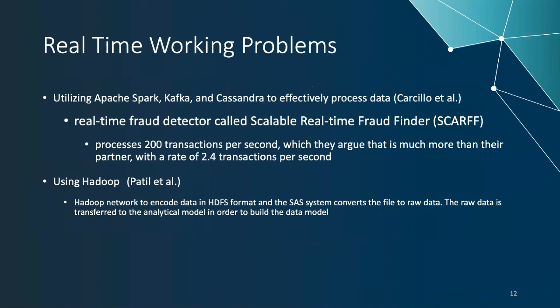And of course, the third part of the challenges is real-time working problems. Some papers, for example, Carcillo et al., utilize Apache Spark, Kafka, and Cassandra to effectively process the data. And they use an algorithm called SCARF, a real-time fraud detector, the scalable real-time fraud finder. And they claim that they process 200 transactions per second, which is much more than the 2.4 transactions per second that belongs to their partner.